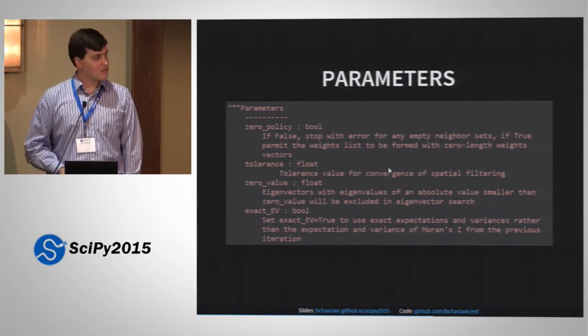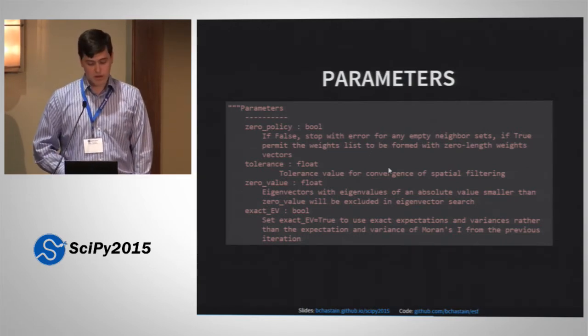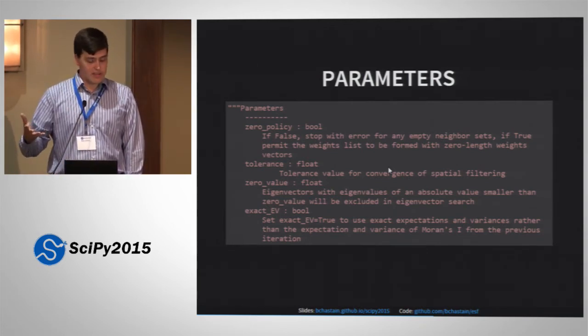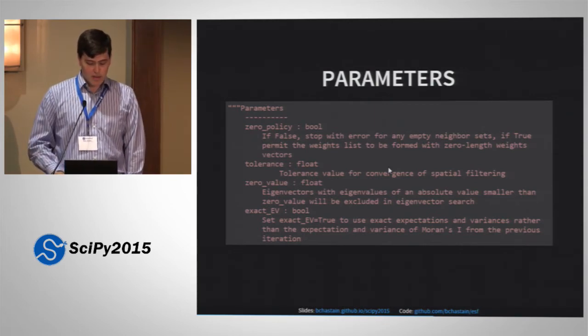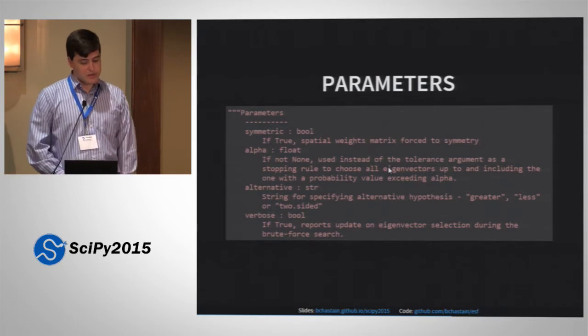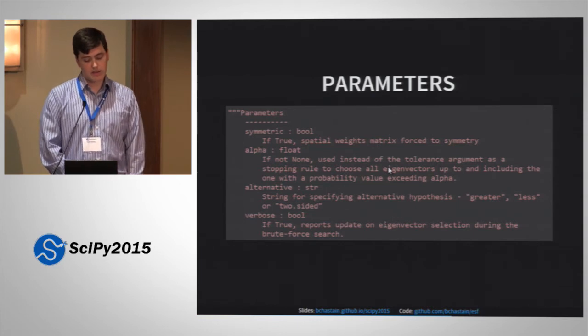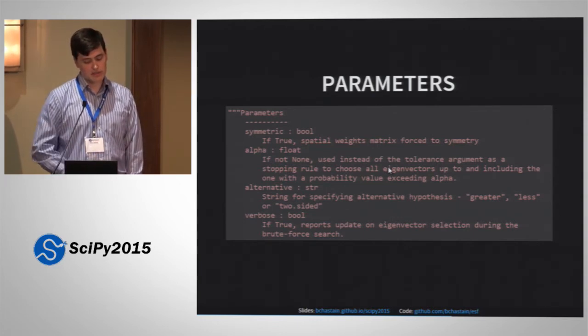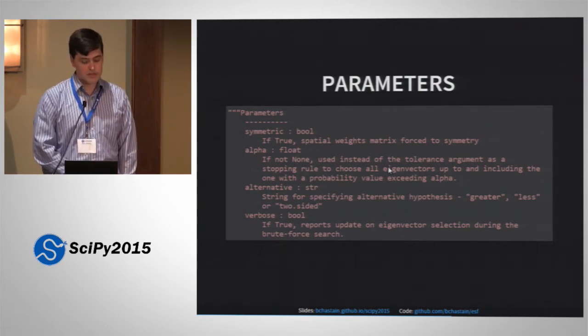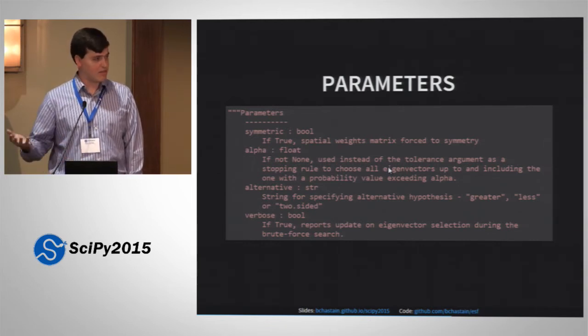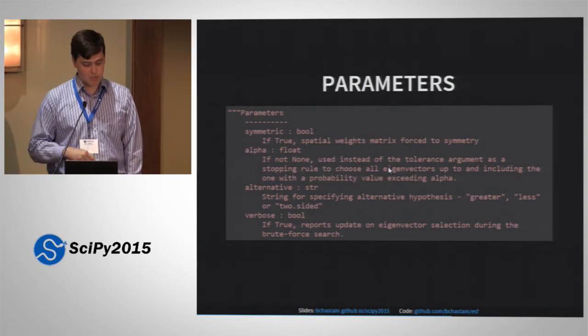These are just some little tweaks and parameters you can work with, but setting that looks at the Moran's I and actually recalculates it instead of using the previous iteration. There's symmetric, which forces your spatial matrix to be symmetric. There's alpha, which is another variation to check against the tolerance, just a different way of checking the tolerance for convergence. Then there's the alternative for your alternative hypothesis: are you doing a one-tailed or two-tailed test? And then verbose just prints out more detailed logs along the way.